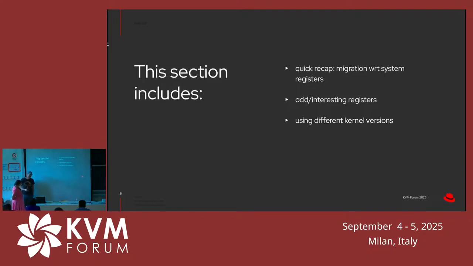So, okay, I'm going to start with a quick recap on what a migration will look like with regards to system registers. Then I will have a quick look at a couple of interesting registers. And lastly, show a bit of the issues that we are facing as distribution people when customers want to migrate between different kernel versions.